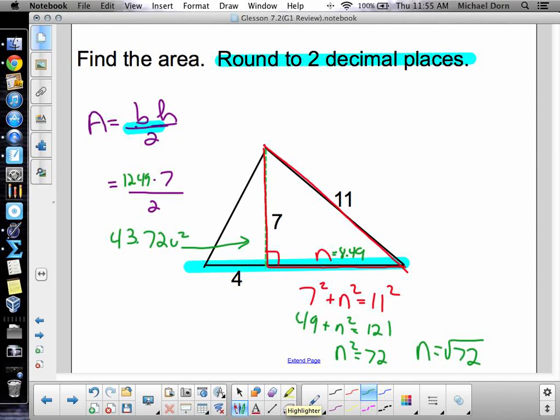The other thing people have a tendency to forget with area of a triangle is the divide by 2 bit. They do base times height, and they forget to divide by 2. You have to divide by 2. Base times height is a rectangle. A triangle is half of a rectangle, or half a parallelogram.